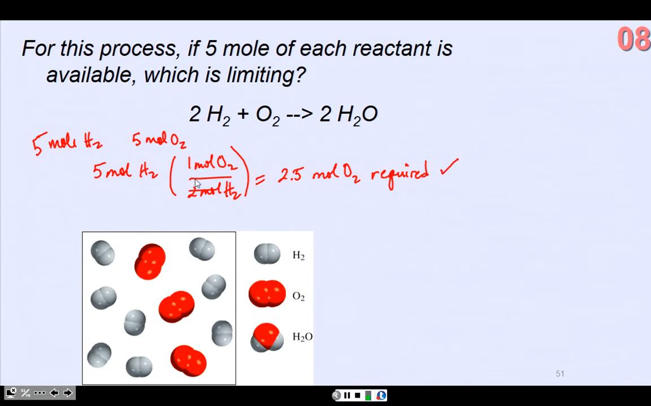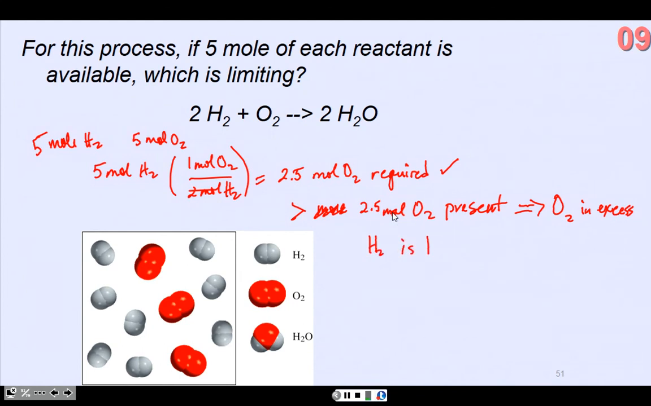So that means that the oxygen is greater than 2.5, there's another way of saying it, greater than 2.5 moles of oxygen are present, and so oxygen is in excess. That means that the other reactant is going to be limiting, so hydrogen is the limiting reagent. We could have done the same calculation going the other way with oxygen, but we didn't need the second step because we already figured it out from this one.